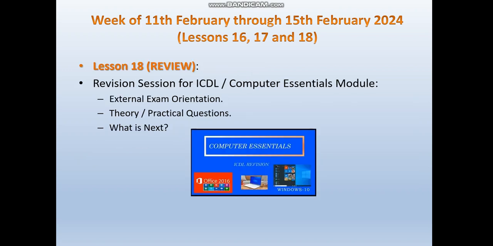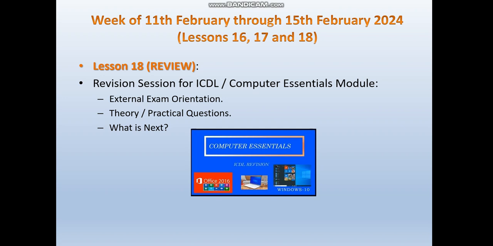In the next lesson, lesson 18, it will be a review lesson about the ICDL external exam for that module. So we will have a revision session for the ICDL Computer Essentials module. We will discuss and make an orientation for you to get familiar with the external exam. We will talk about what the theoretical exam questions and the practical exam questions will be like inside the exam session, and how to deal with these types of questions, what is expected from you, and the timing for the session.